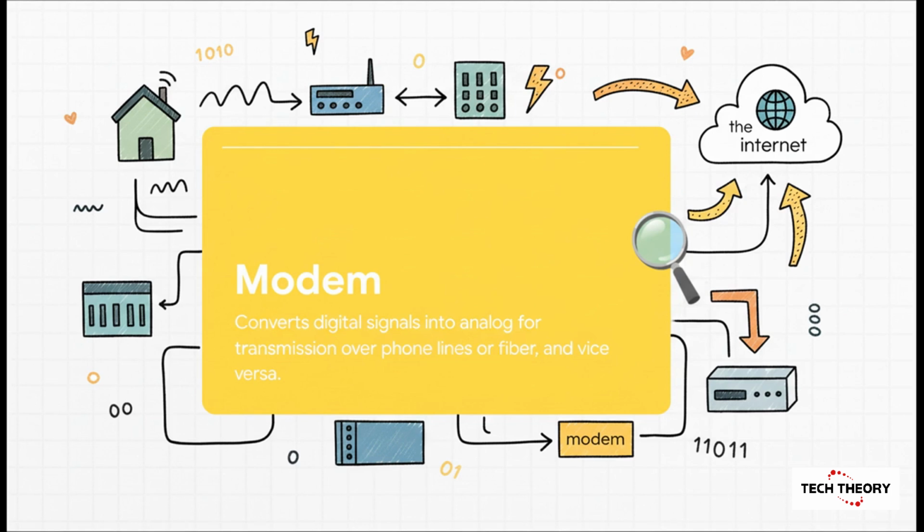See, your computer speaks in digital ones and zeros, but the lines running into your house, whether it's cable or fiber, often use analog signals. The modem's whole job is to translate back and forth between the two so that everyone can understand each other.